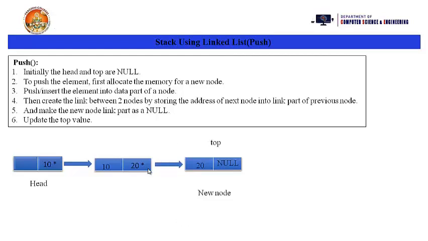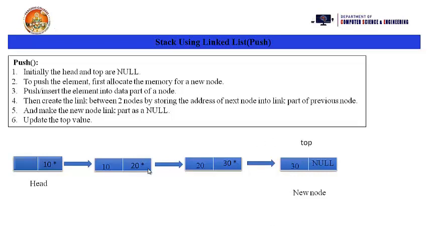Then I want to push one more element. So first allocate the memory for the new node and push the value into the data part of the new node. Then create the link between the two nodes. The previous node is the top node, so the top node link part is null here. So we need to erase that null and store the address of 30 into the top node link part. Then the link will be created between the two nodes. Then the new node link part is null and we need to update the top value.